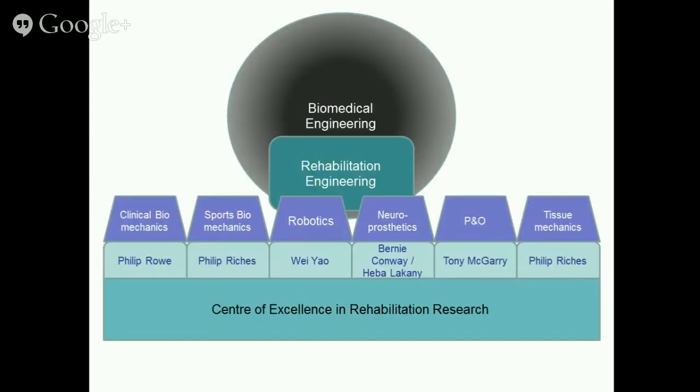We actually, in our biomedical engineering, rehabilitation engineering group, have 6 areas of special interest: clinical biomechanics, sports biomechanics, robotics, neuroprosthetics, which is combining electrical signals from the body with prosthetics or orthotics for that matter, prosthetics and orthotics itself, and tissue mechanics. And we are a centre of excellence in rehabilitation research, recognised by the Scottish Government.